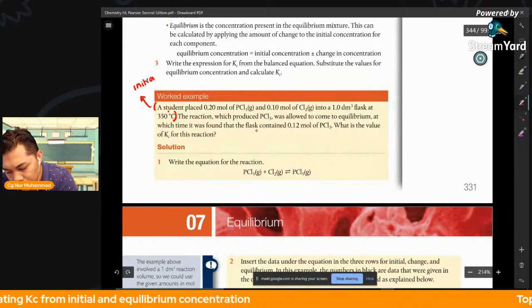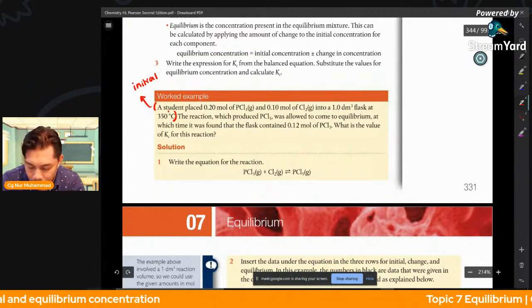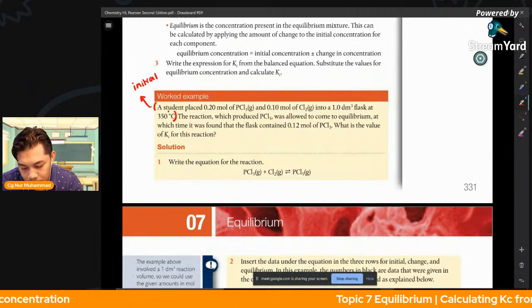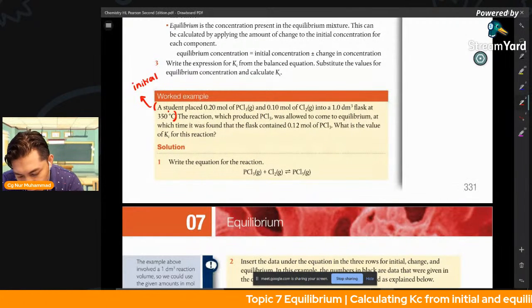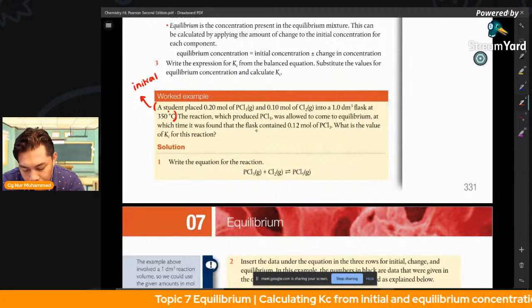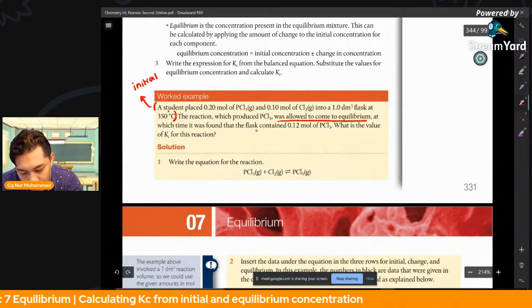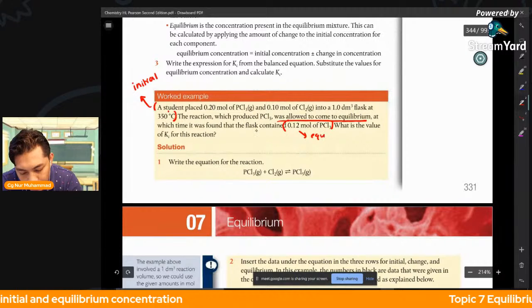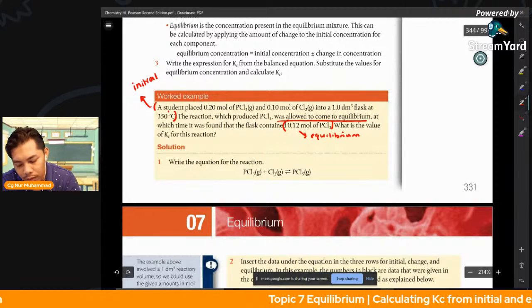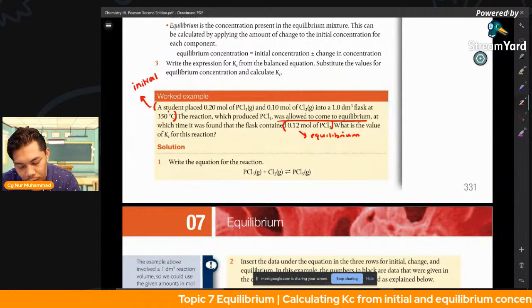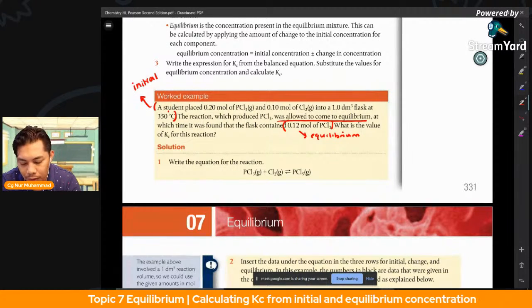Boleh faham? Cuba baca betul-betul soalan. Initial. Okay, and then dia kata, at which time it was found that the flask contents were allowed to come to equilibrium, meaning that the second information is at equilibrium. Okay, class? Nampak, so there are two pieces of information here.